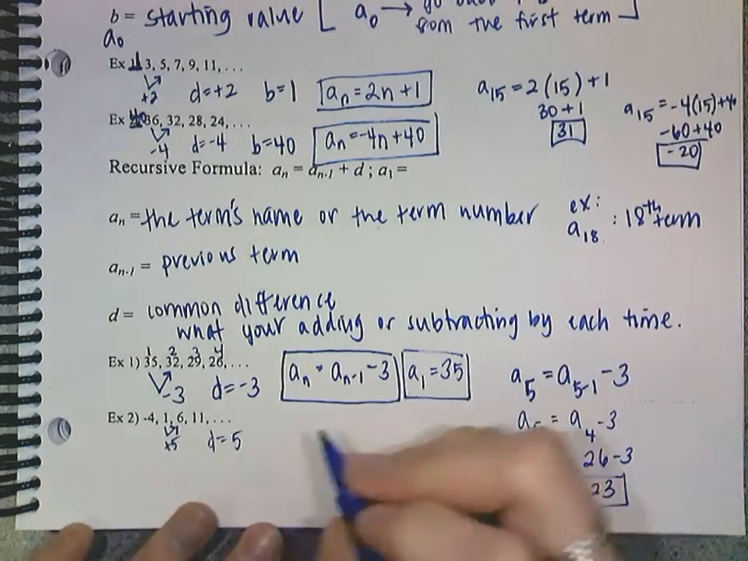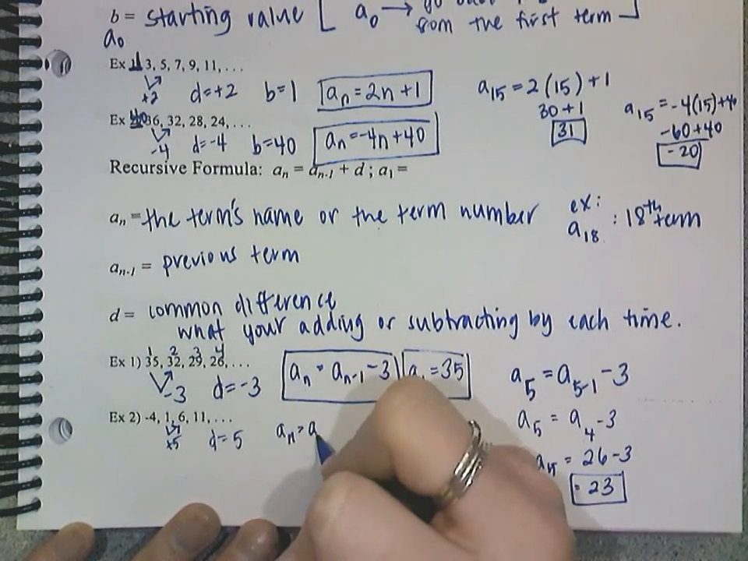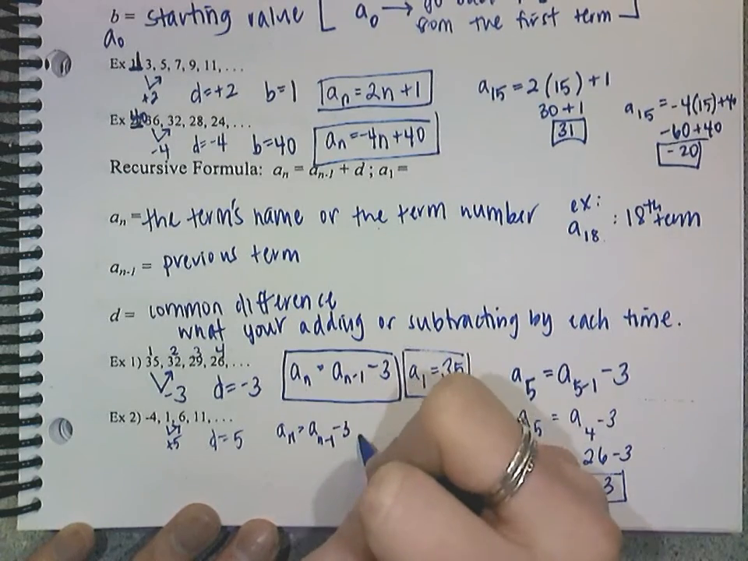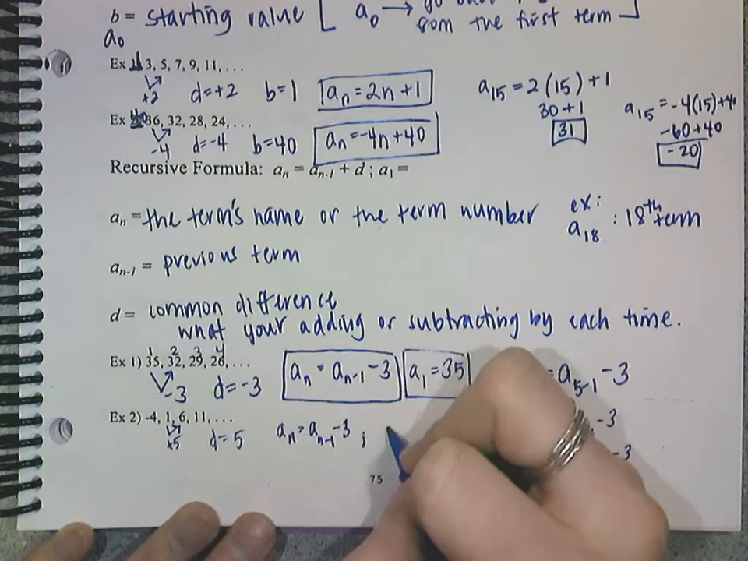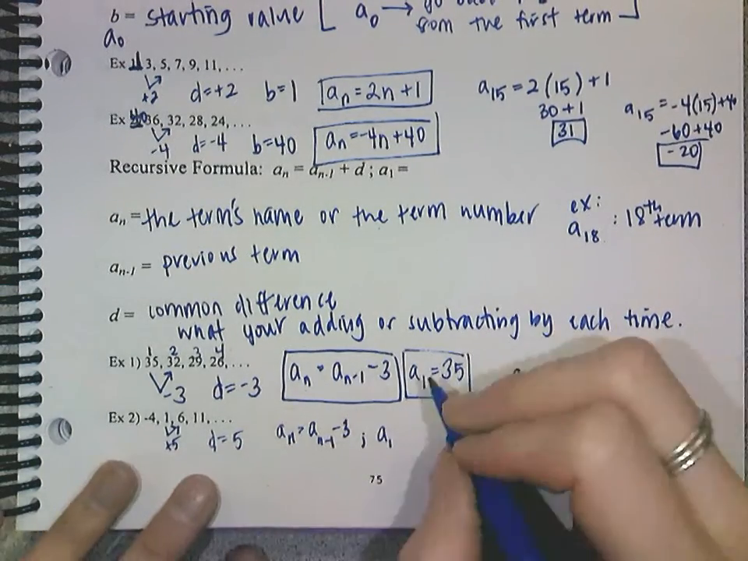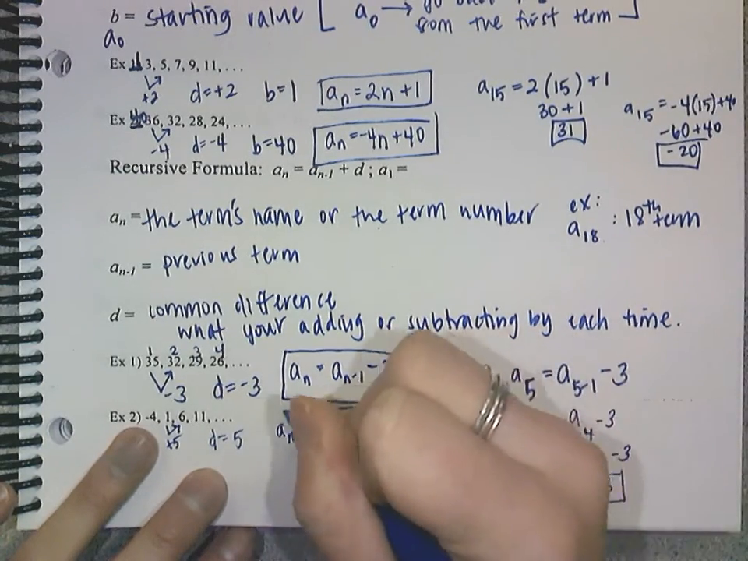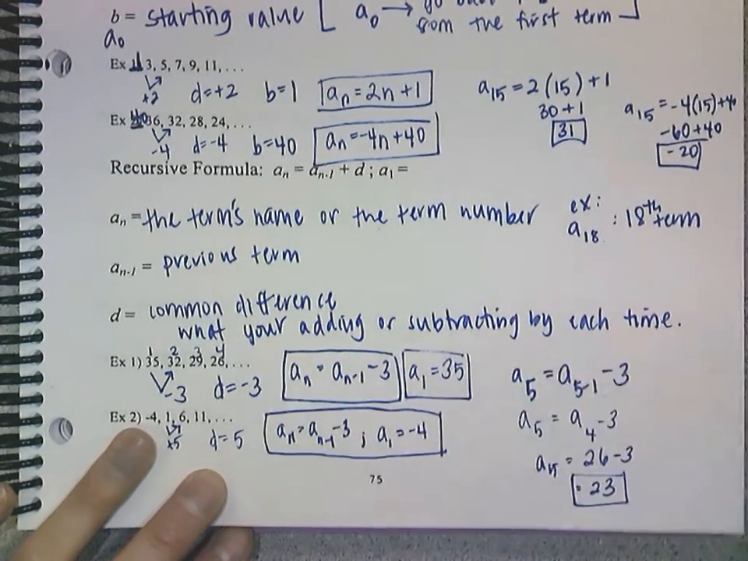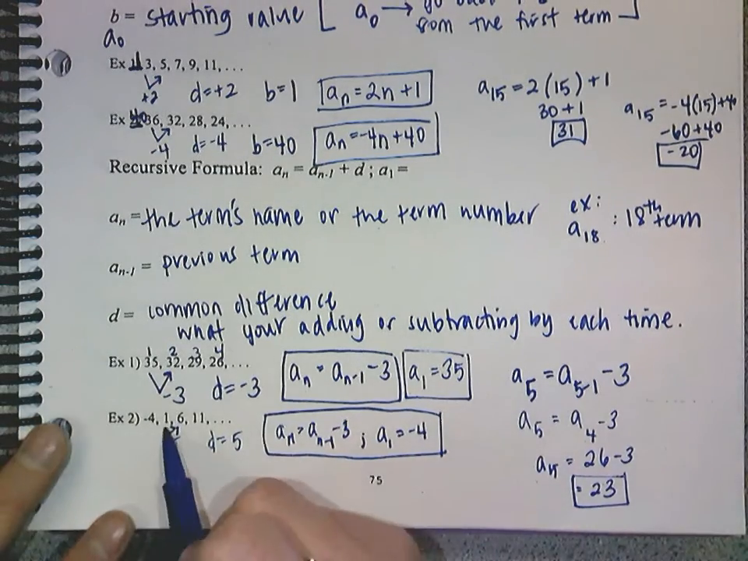Okay, so let's write our formula because that's all the information we need. A sub n equals a sub n minus 1, minus 3. And then also, let's write a semicolon instead of 2 boxes. We need a sub 1, and a sub 1 is the very first term of this sequence. So that would be negative 4. Okay, so here is my formula for the recursive arithmetic for this sequence.